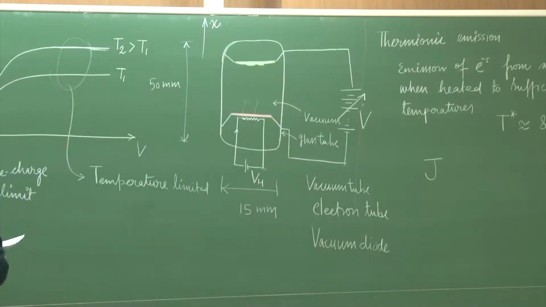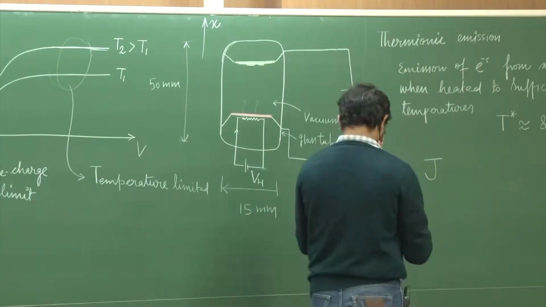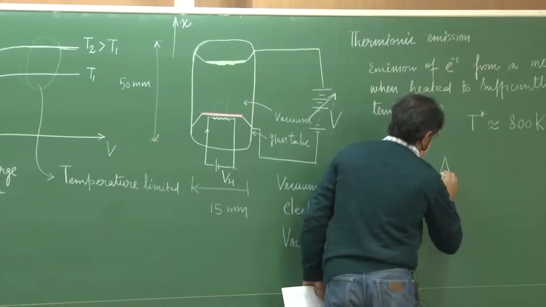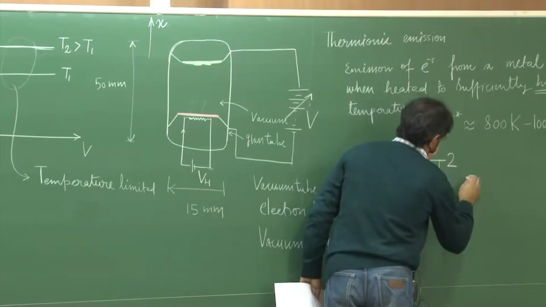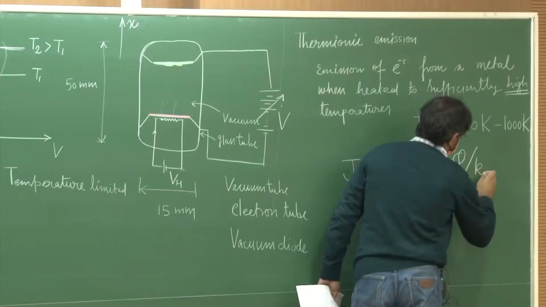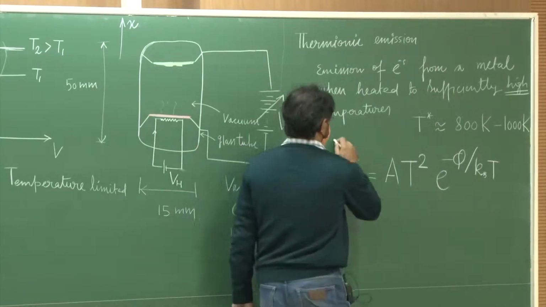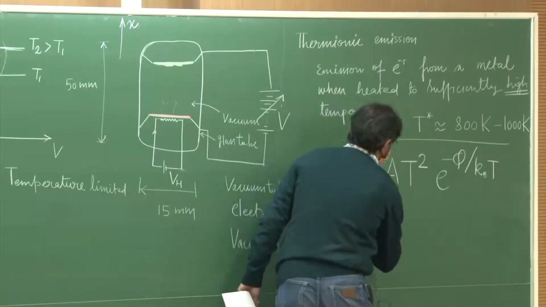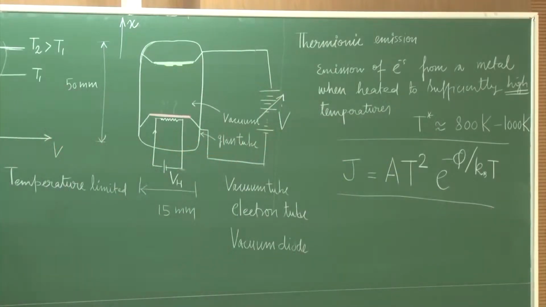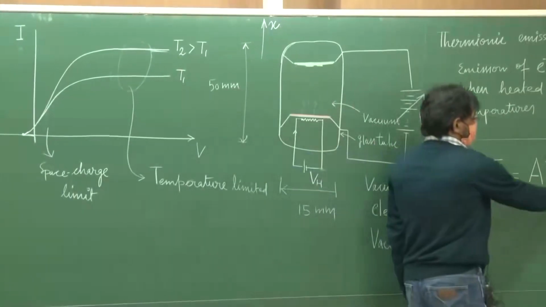Yeah, so the current density is given by a relation which is J equals A T square exponential minus phi by kT. This is how the current density, it is not the current, it is the current density. The units are ampere per meter square. The current you can get by multiplying with the area. So, the current density is given by this relation.